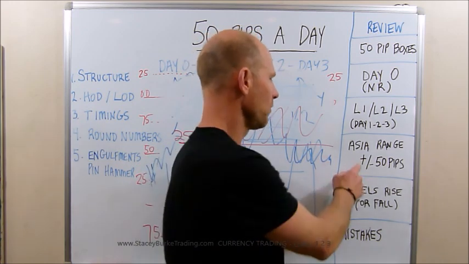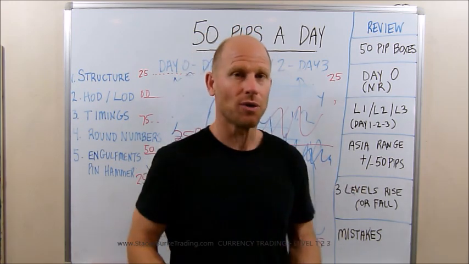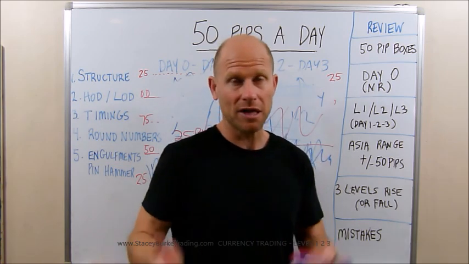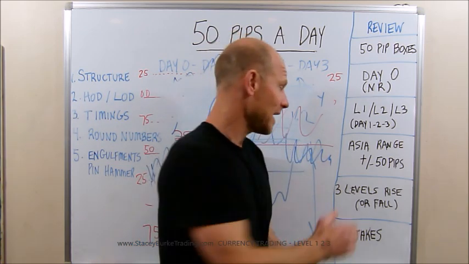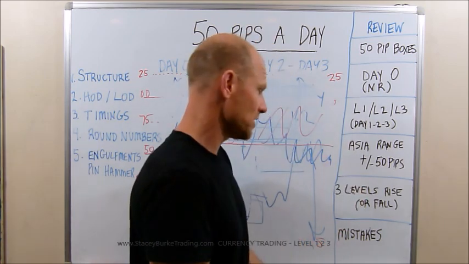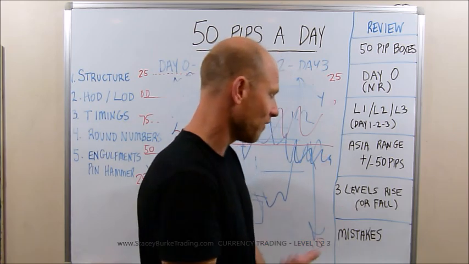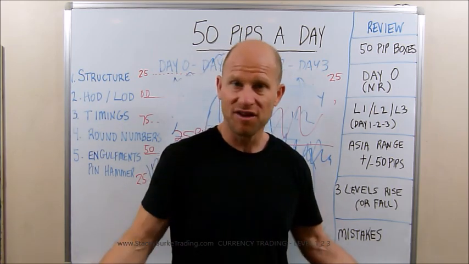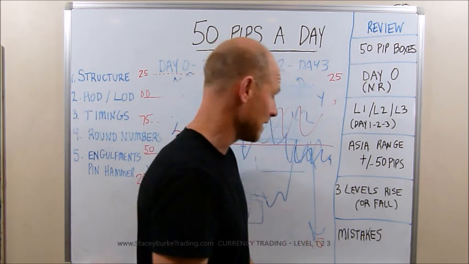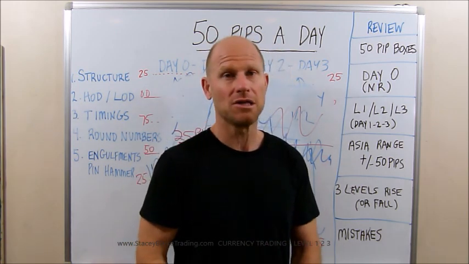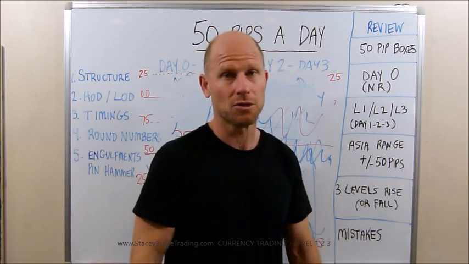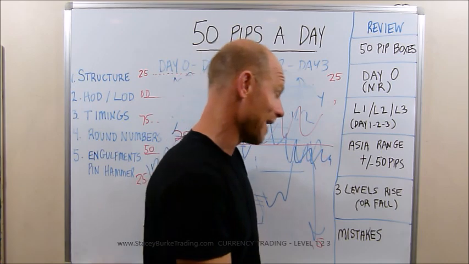So again, we'll look at some examples of the Asian range being outside of 50 pip boxes. These are great trades, setups, or days to screenshot and keep your notes on, because you're going to see them again. 3 levels of rise or fall can be 25, 50 pips, and in some cases 100 pip boxes. And we've seen that back when the volatility was here in March and April. We saw several of the pairs doing 300 pips or more in each and every day.